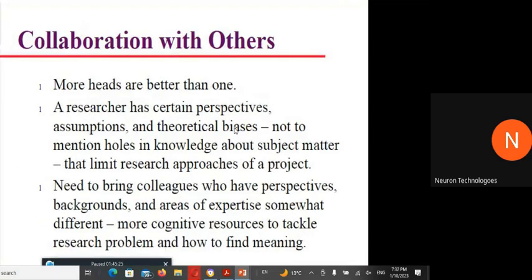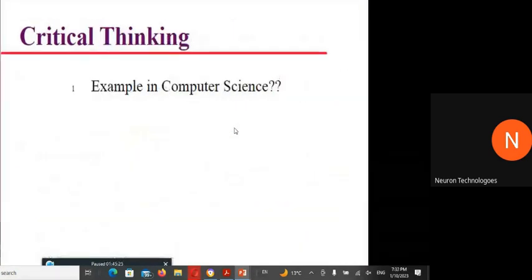So critical thinking, one of the questions I have mentioned here, for example in computer science. So what do you think? So in this way, you critically think about what computer science is. So according to me, I will say that computer science is a machine which thinks or processes like a human brain.